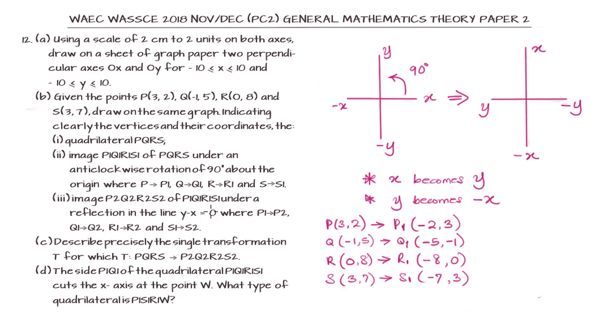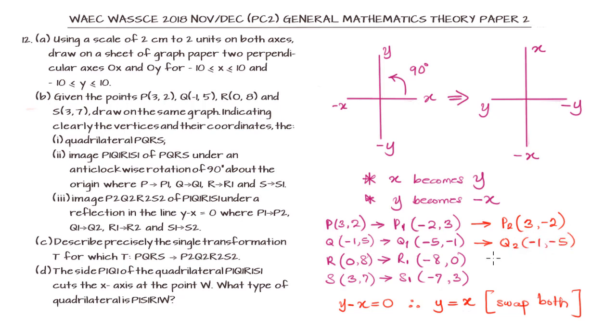Then in the second one, we are going to find P2, Q2, R2, S2 in the reflection of the line y minus x equals 0. If we take y minus x is 0, that means that y is equal to x if we take x to the right hand side. So interestingly, this is just like swapping both sides. From our P1 to P2, what we need to do is swap the coordinates of x and y. So instead of minus 2, 3, we have 3, minus 2. For Q2, we have minus 1, minus 5. For R2, we have 0 comma minus 8. And S1 to S2 will be 3 comma minus 7.